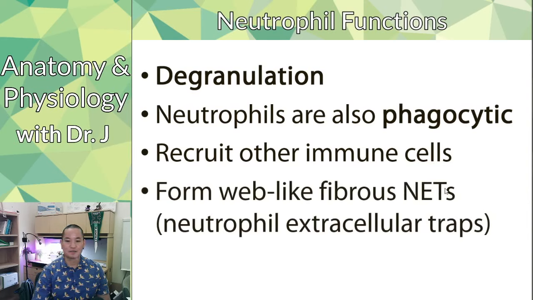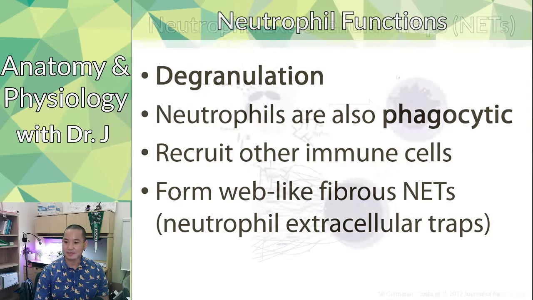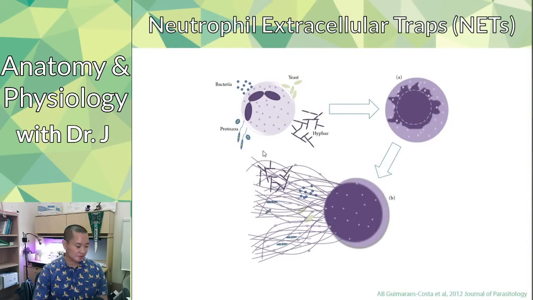And they can also form web-like fibrous nets. This is a clever acronym the people who discovered this use: neutrophil extracellular traps. So what are these nets? Here we have a neutrophil surrounded by all these bacteria. When they're activated, they can send out little protein fibrils that snare up all these pathogens and microbes.